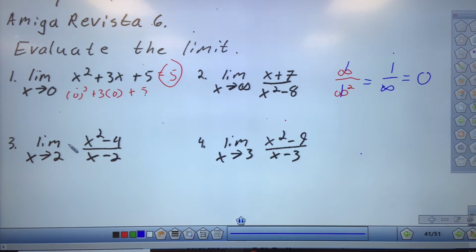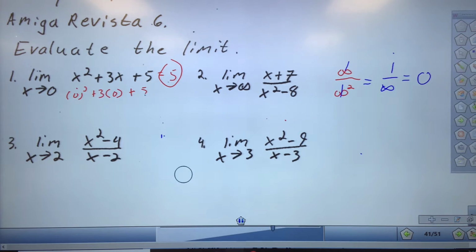Plug it into 2, you plug in the 2 into the top, that's going to give me 4. 2 squared is 4, 4 minus 4, over, plug in the 2 on the bottom, and that gives you 2 minus 2, so that gives you 0 over 0. Oops. That means we have to do something else, all right? 0 over 0 gives you an oops. You can't have 0 over 0.